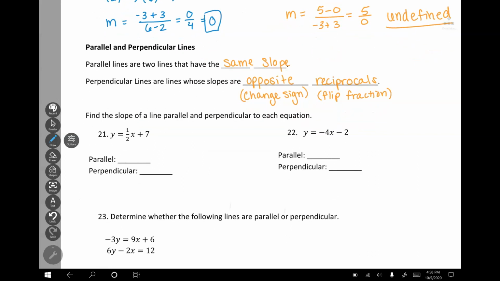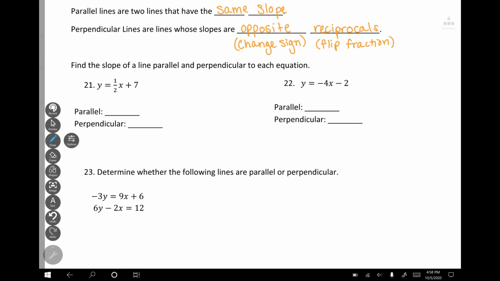All right, so let's look at 21 and 22. Find the slope of a line parallel and perpendicular to each equation. Parallel, same slope, so 1/2. Perpendicular, opposite reciprocal, so flip it. That's going to become 2 over 1, or just 2. And change the sign, so -2. All right, number 22. Parallel, the slope would be -4. Perpendicular, flip it, 1 over 4, and change the sign. Oops, sorry, it was already negative. So now it becomes positive 1/4.